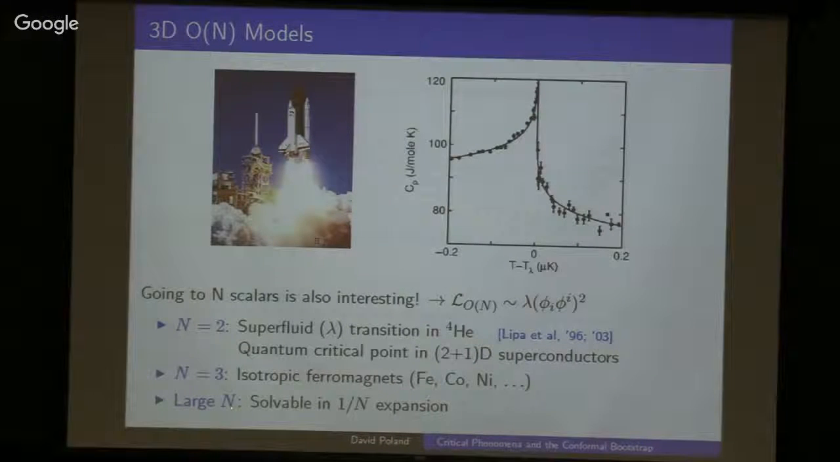Also, large n is interesting. Why is large n interesting? Well, it gives a model which we can solve analytically in a 1/n expansion. We can solve for the scaling dimensions of all the operators order by order in an expansion in 1/n. So there are various places we can try to make contact with. At small n, we have experimental data. At large n, we can compare to analytic calculations. And so we really have a lot of information that we can compare any new theoretical technique to.